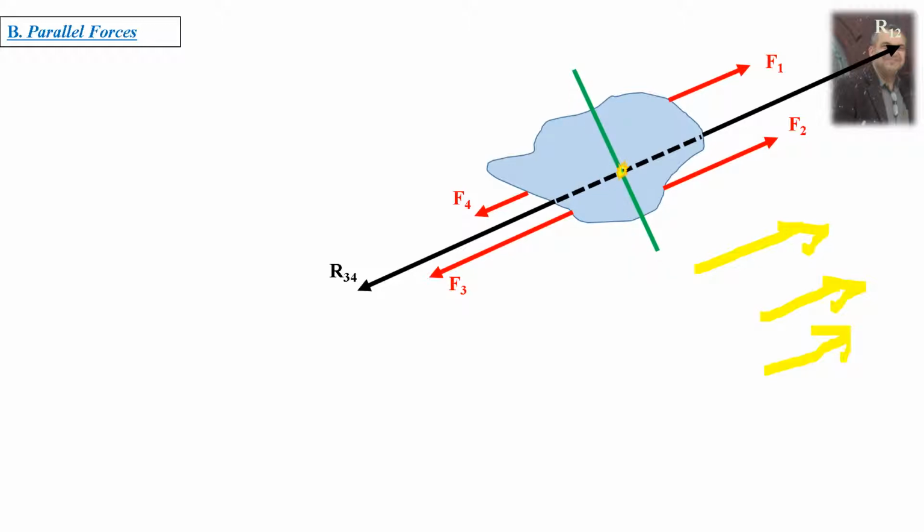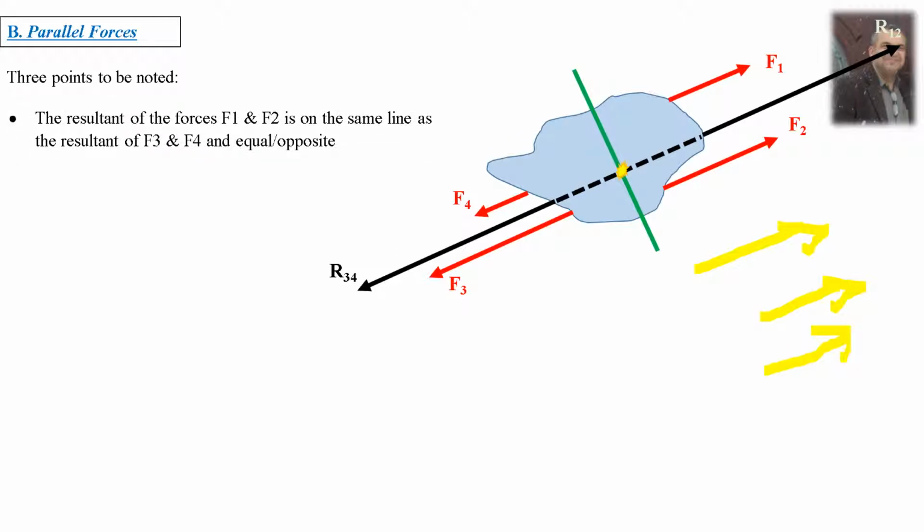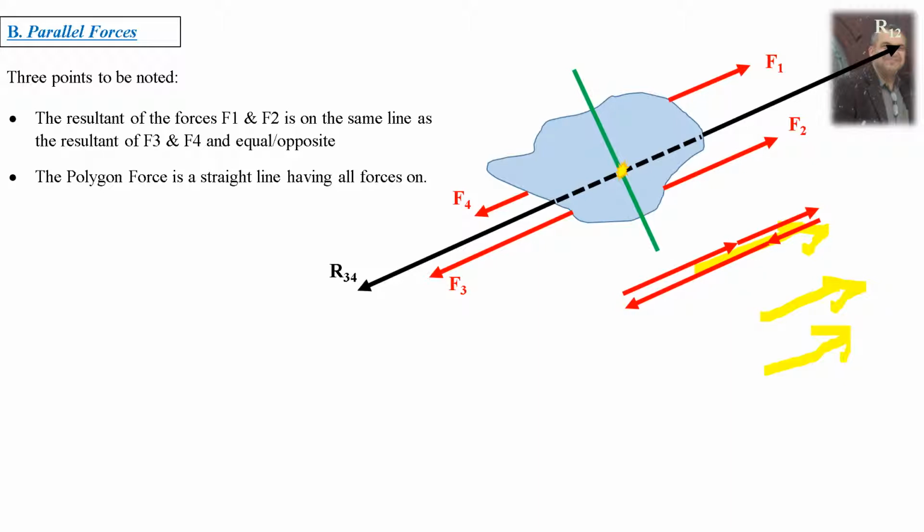So this is the case of parallel forces. 3 points to be noted. Firstly, the resultants of the forces, as we just explained, must be on the same line and opposite. Polygon of forces could look like this. For simplicity, I'm drawing it as if there is a space between them, but in reality this must be the same line, in opposite direction. So you have a triangle with 0 angle, or a polygon with 0 angle and 180 degrees.